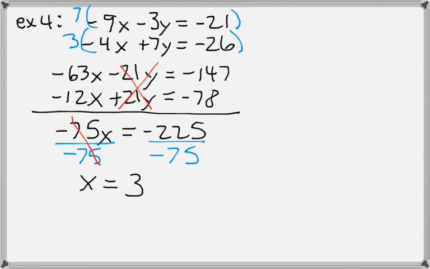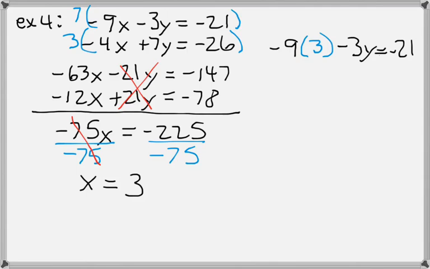We are ready for step 5. We need to substitute that into one of the original equations. It does not matter which one we choose to use. I'm going to use the first one. So negative 9, instead of an x, I'm going to replace x with the 3 that we know x equals. So we have the negative 9 times 3 minus 3y is equal to negative 21.